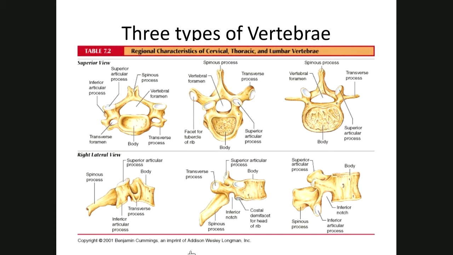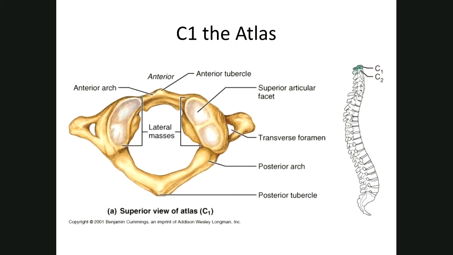So let's look at some cervicals. Here's the first cervical vertebra, and it's called the atlas. One thing you can notice right off the bat, it doesn't have a body and it doesn't have a spine. It has a posterior tubercle on the back, but it's not called a spine. So it doesn't have a body and it doesn't really have a spinous process, but it does have transverse foramen. So this one is different than all the rest of them.